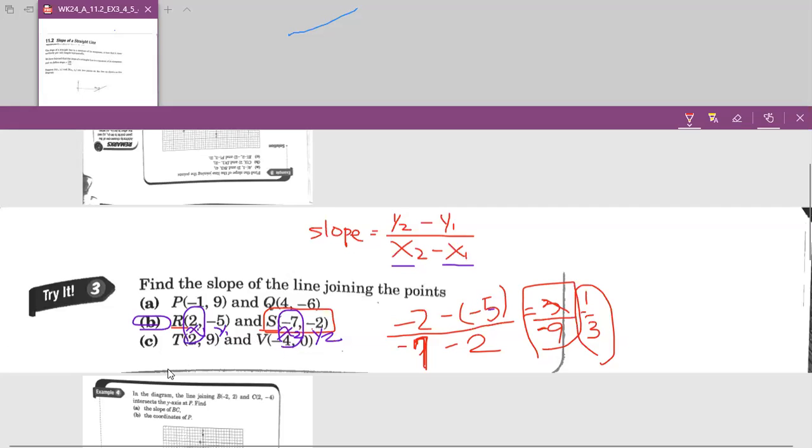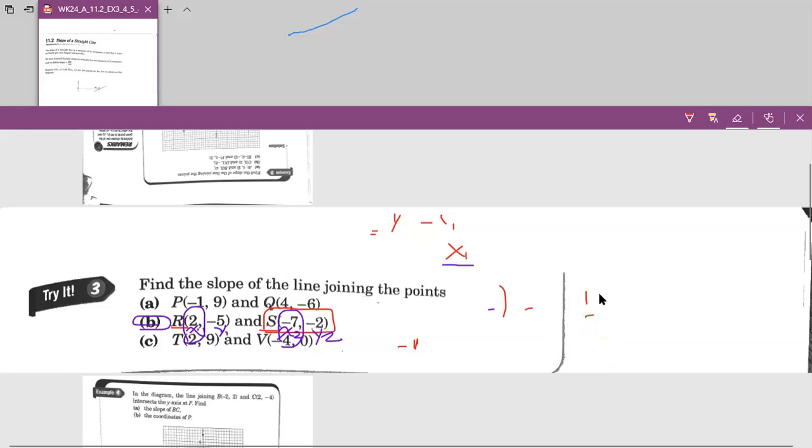All right, now let me erase this one, and let's try question C, okay? So try question C yourself now, and then type your answer if you have the answer on the group chat.